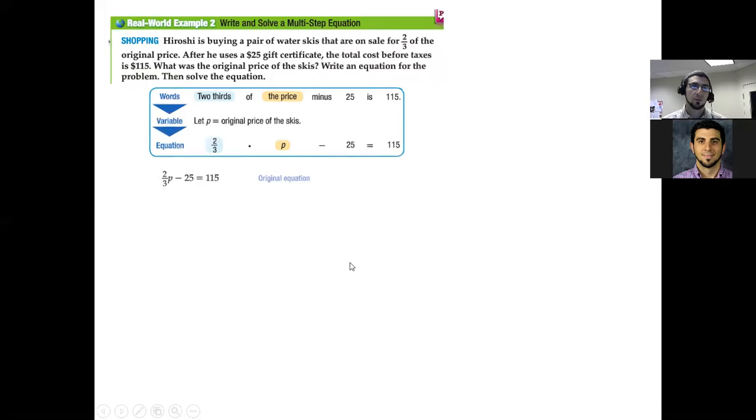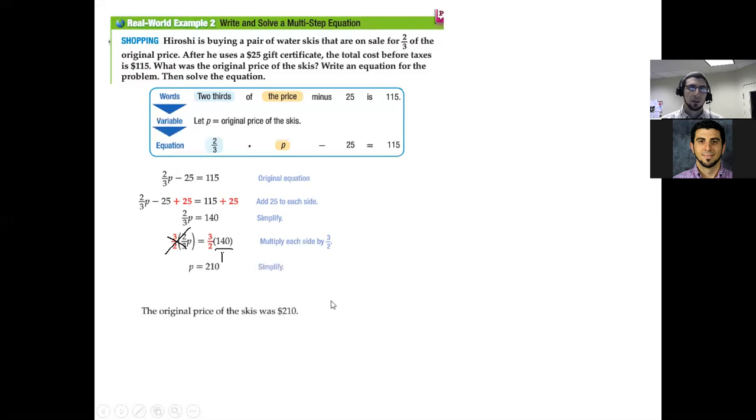So order of operations in reverse, you're going to add 25 to both sides. You get 2/3 P equals 140. And remember, how do we get rid of a fraction if it's being multiplied by a variable? Correct. You multiply by the reciprocal. So to get rid of the 2/3, you multiply by 3/2, and they cross cancel here. And 3/2 of 140, you could put the 140 over 1, like that, and then cross reduce. The 2 and the 140 would cross reduce to a 70 and a 1, and then 3 times 70 is 210.